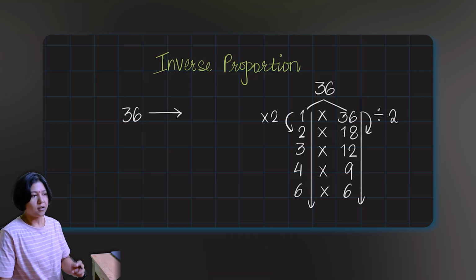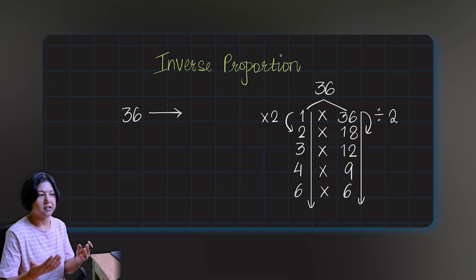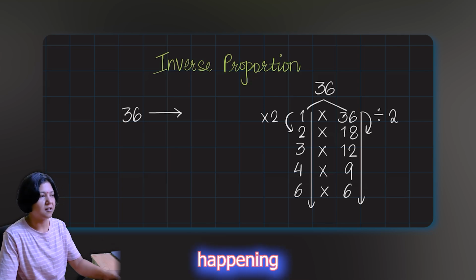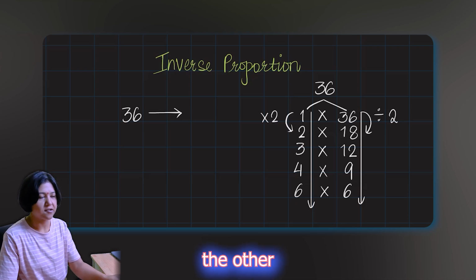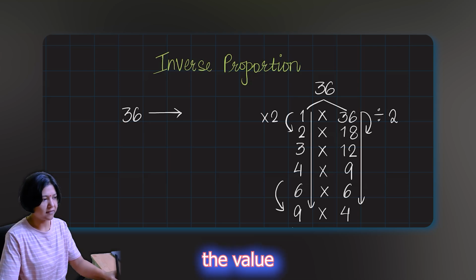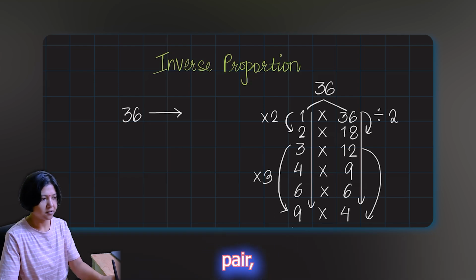Okay? So when one quantity increases and the other quantity decreases, that is actually the concept of inverse proportion. As in, what's happening is, if you increase one side, the other side must decrease. So if I tell you 9 times how much is 36? 9 times 4 is 36. So you see that the value has increased from 3 to 9, so you can say that 3 times 3 is 9. Then you know that 3 and 12 made a pair.